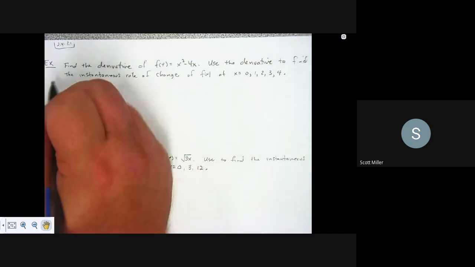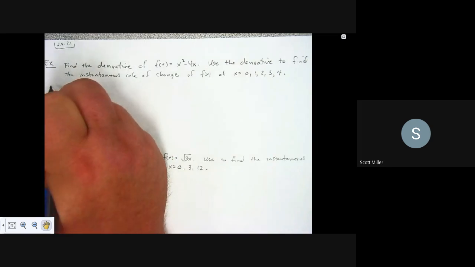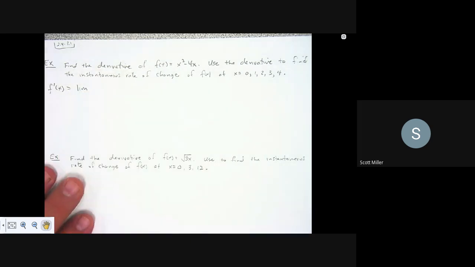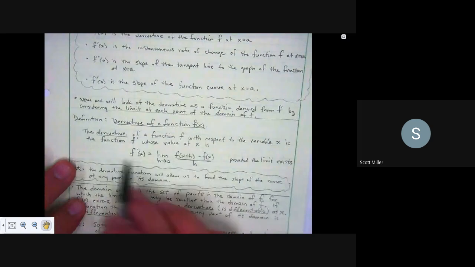So here's how this works if you want to follow. So what is f prime of x? Well, by definition, I can use that right here. Okay, it's that limit.